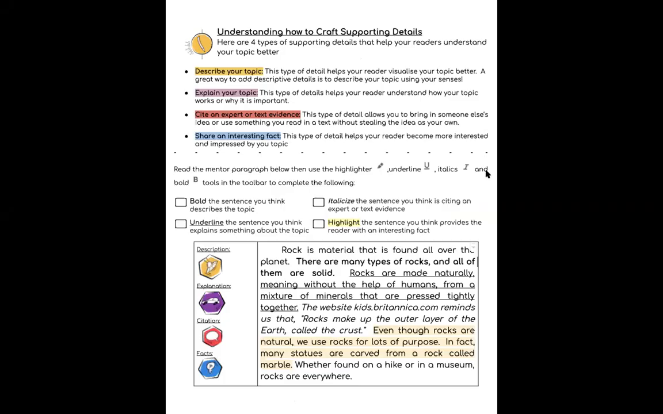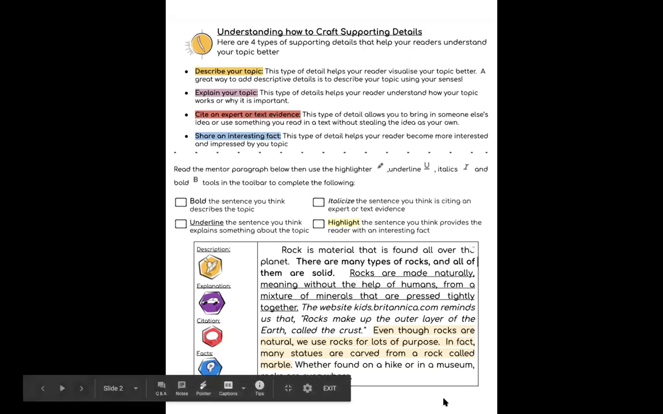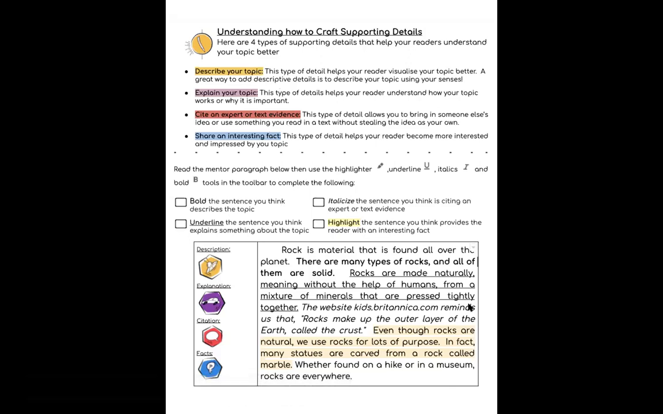I want to look at our one from yesterday really quick. So yesterday, we worked on the 4 different types of supporting details. We had description, explanation, citing evidence, and interesting fact. Our mentor paragraph here has all 4 types of evidence, which we're actually going to work on today. We are going to have all 4 supporting details in your paragraph. So today you're going to have a description sentence, an explanation sentence, citing expert evidence, and an interesting fact.